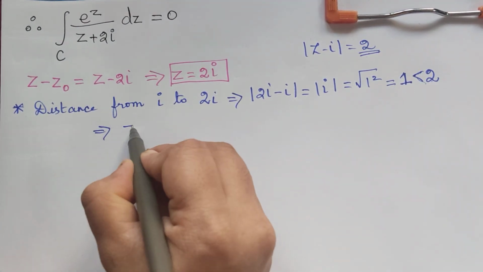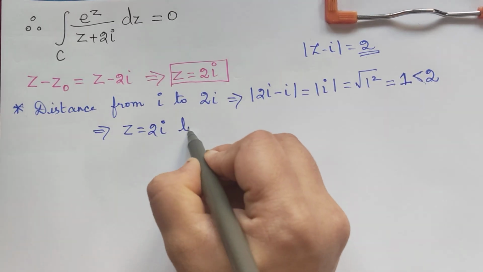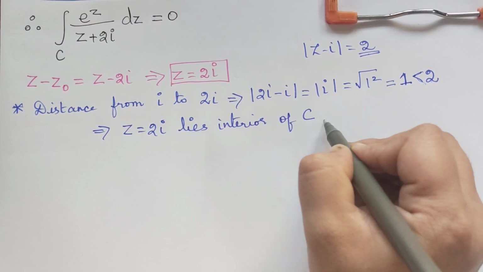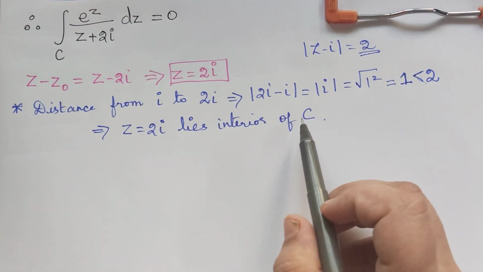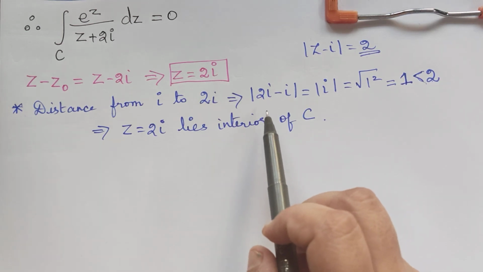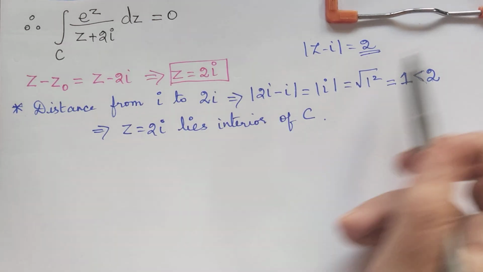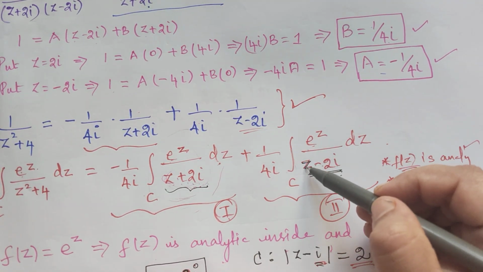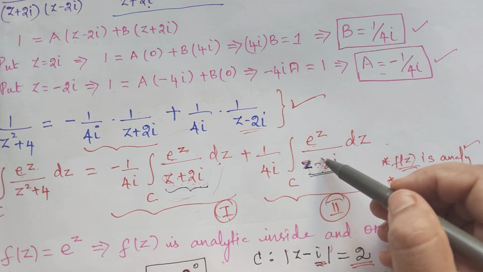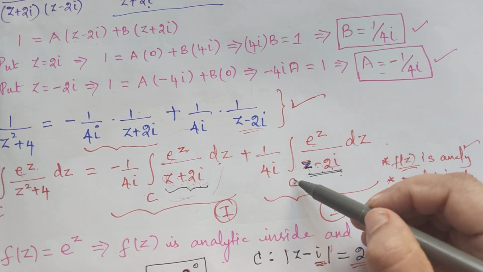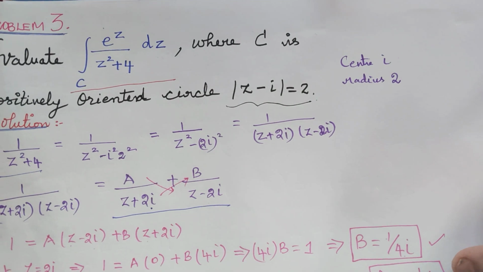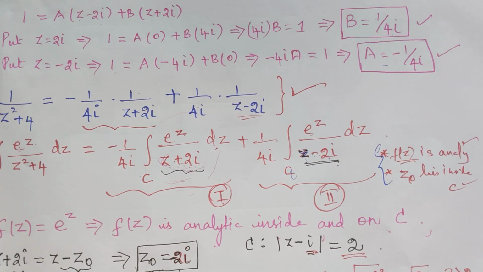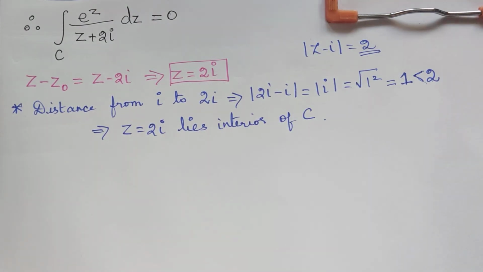So that will imply z naught equal to 2i lies in the interior of C. So if it lies inside C, then we can apply the Cauchy integral formula. We know that f of z is analytic, because f of z is equal to e power z, which is analytic. Now from z minus z naught, we have obtained z naught equal to 2i to lie inside C. Since these two conditions are satisfied, as I told you before, we are going to apply the Cauchy integral formula for the second integral.